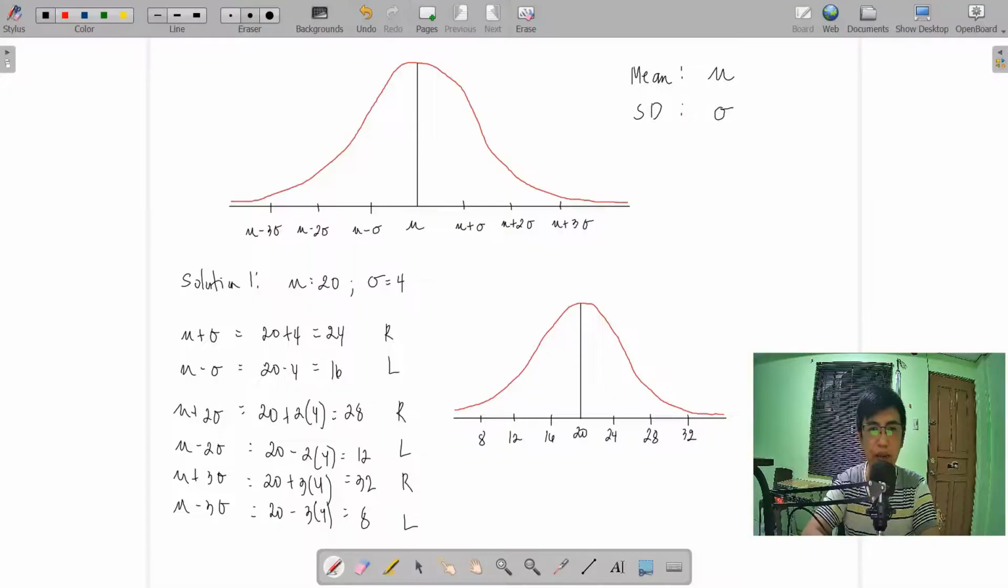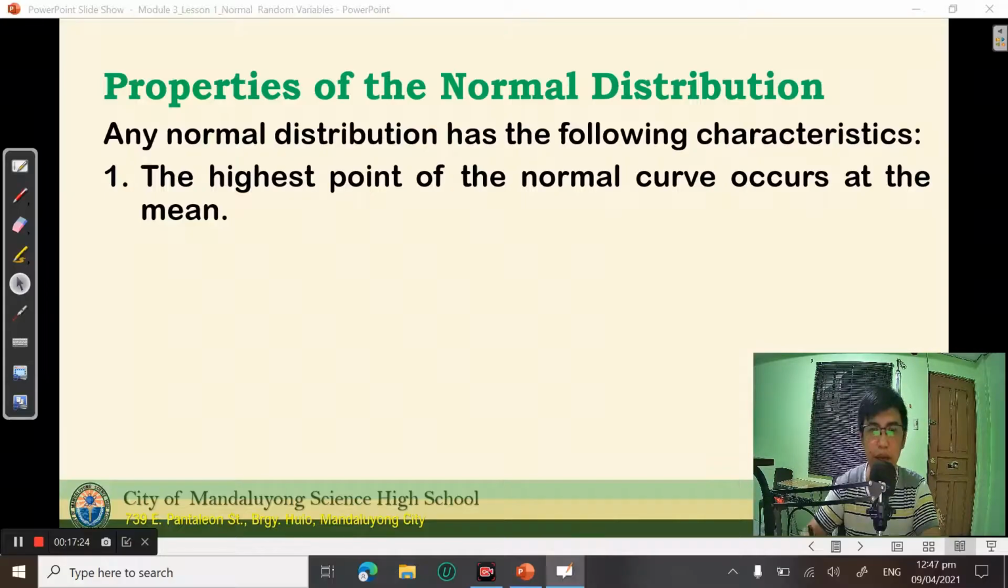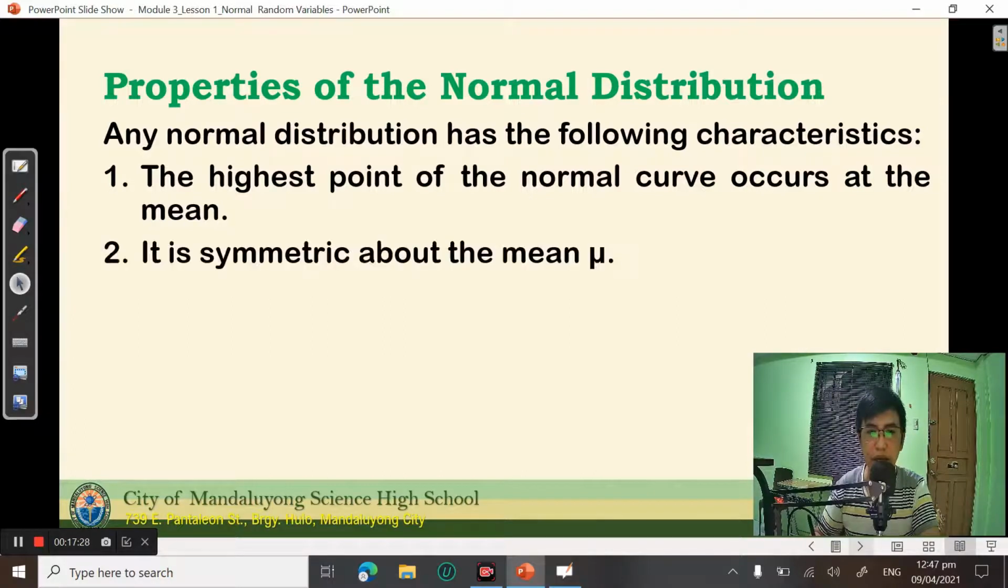Tingnan ninyo, the highest point is the mean. Yung pinaka-peak ng normal curve is the mean. Okay? And it is symmetric about the mean. What do we mean by that? It is symmetric, meaning to say that when you fold the normal curve into two, kung anong nakita nyo sa kaliwa, makita nyo rin sa kanan. It is like you are folding one whole sheet of paper lengthwise.